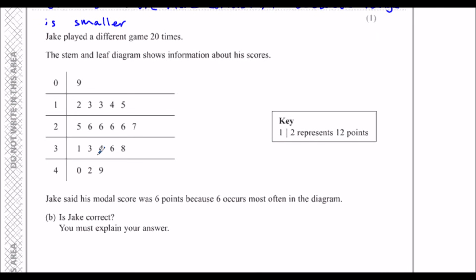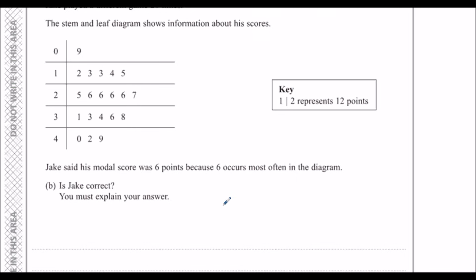Okay, Jake played a different game 20 times, and a stem and leaf diagram shows information about his scores. Right, so what's happened? We've got the stem and leaf with all the numbers on it, and Jake said his modal score, his most common score, was 6 points because 6 appears most often. Is Jake correct? Well, he's not, because 6 doesn't even appear, because this is 9, the first number, and then these are the 10s, and these are the 1s, so it's 12, 2 13s, a 14, a 15, a 25, 4 26s, so 26 is his mode, his modal score.